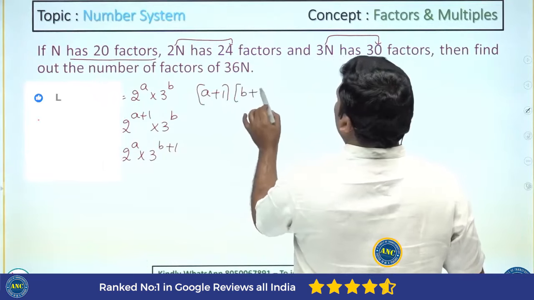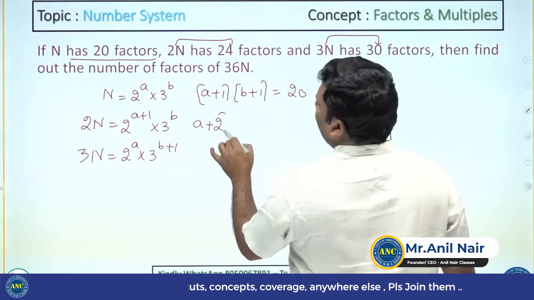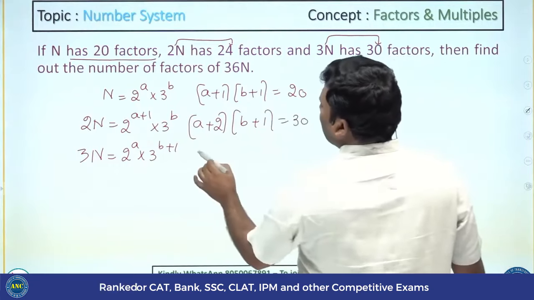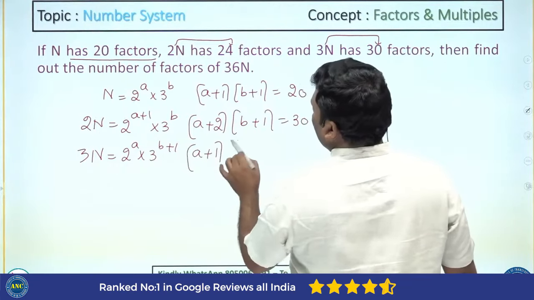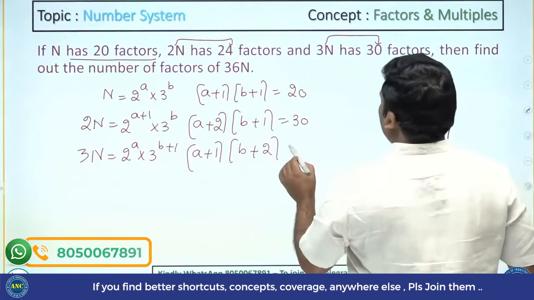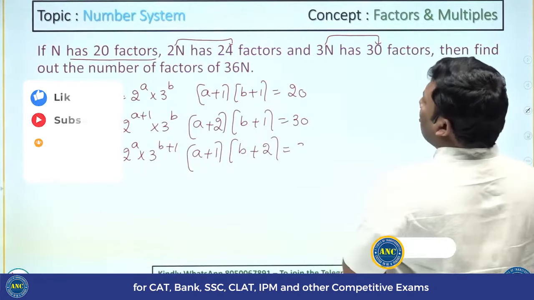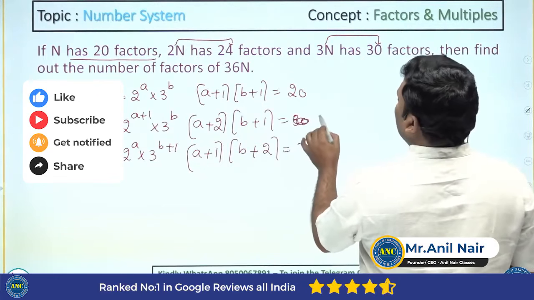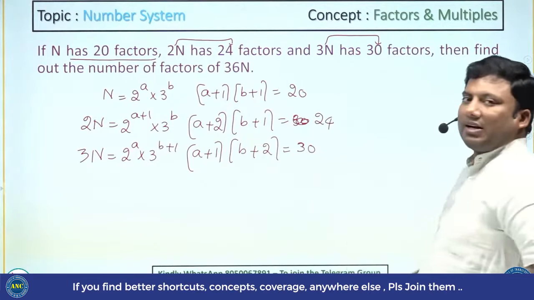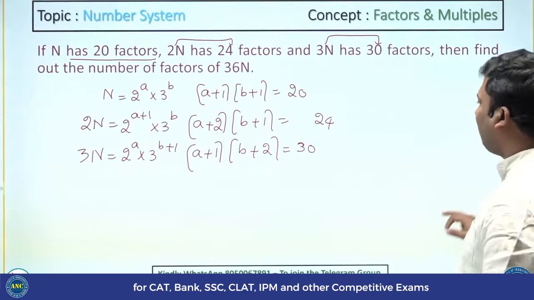a plus 1 into b plus 1 is given as 20 factors. a plus 2 into b plus 1 is 24 factors. a plus 1 into b plus 2 is given by 3n, 30 factors. N has 20 factors, 2n has 24 factors, and 3n has 30 factors. I hope it is clear. I just wrote it as 30 here, it is 24.